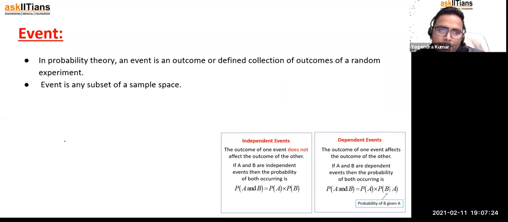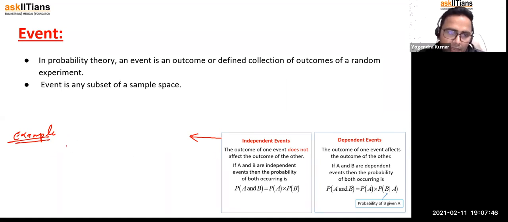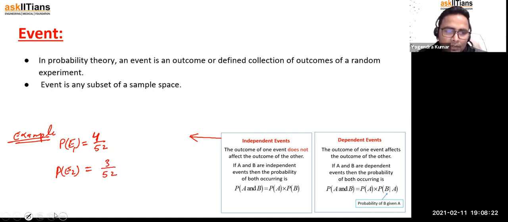Like what I'm saying here, for example, if I take a card from a deck of 52 cards, I'm picking up a king. The probability of picking up a king is 4 by 52, sorry, my bad. Now in the second draw, I want to draw one more card. The first card I didn't replace, I have that card with me, and I'm picking out another card, right? P of E2, second time also I want another king. So that will be 3 by 51, not 52, because how many cards are left now? 51.